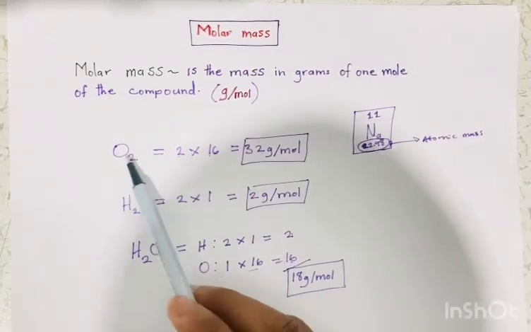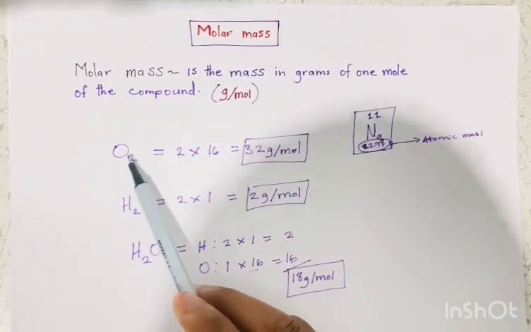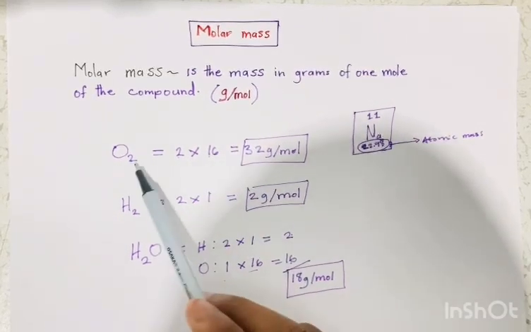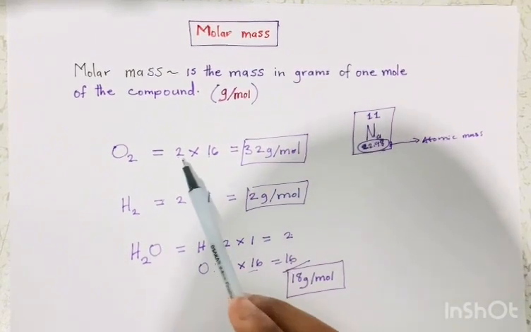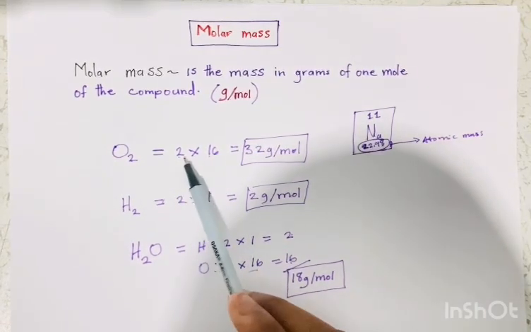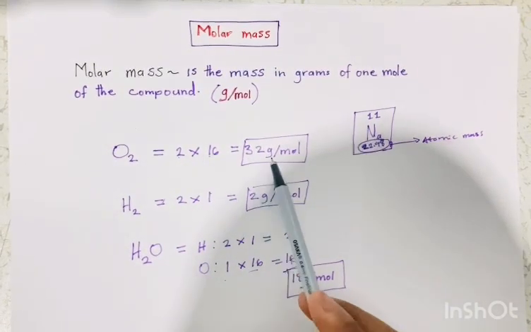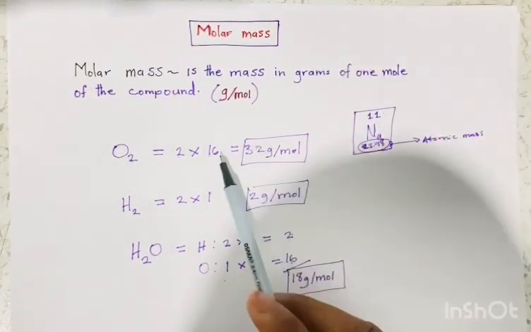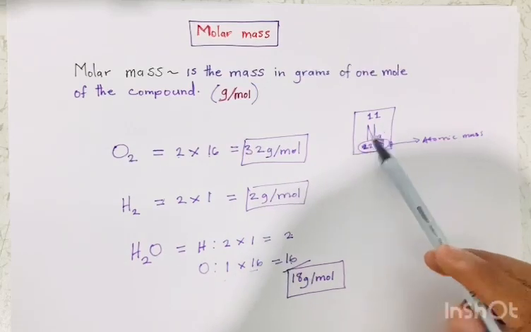We have O2. O2 is an element, oxygen. We're asked to calculate the molar mass of oxygen. So we're going to use this 2, times the atomic mass of about 16, and 2 times 16 is going to give us 32 grams per mole. How did we get the 16? We got the 16 from the periodic table.